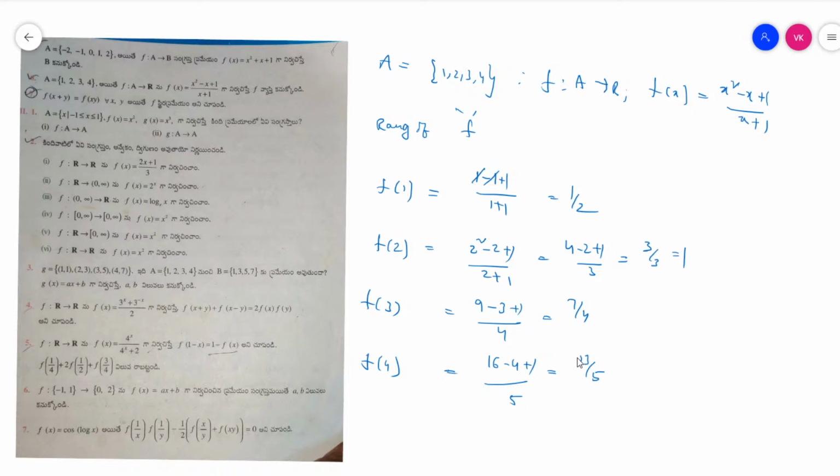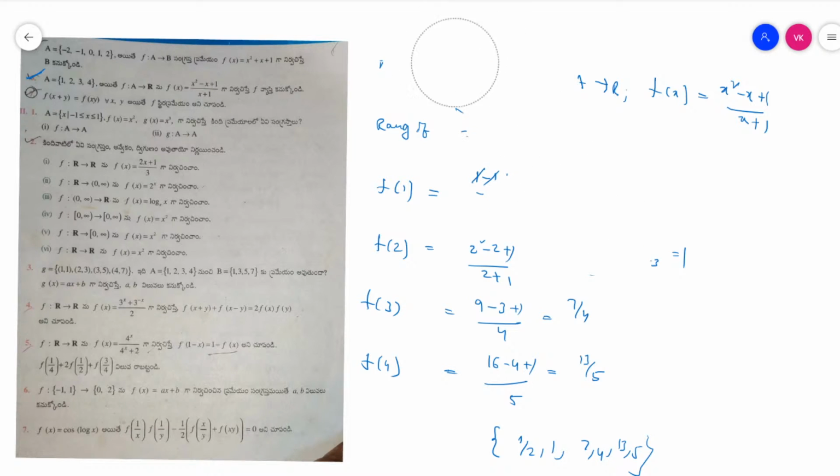Then we can write the set as the range of f of x is equal to 1 by 2, 1, 7 by 4 and 13 by 5. This is the answer for the sixth one. And let's go for the seventh one.